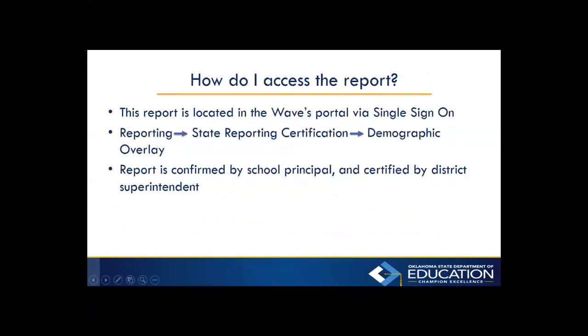Okay. So how do we access this report? Of course, we go through the single sign-on. The report is through the Wave, so you would log into your single sign-on. You would click on Reporting, and then you would go to your State Reporting Certification tab. After that, you would click on Demographic Overlay. At that point, you should be able to open it up and start viewing your students' data.